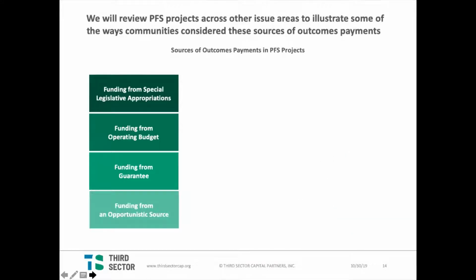Great. So let's get into some examples, because we know that these always come to life much better when you've got some real context behind them. We're going to review four Pay for Success projects across other issue areas as a way to illustrate some of the ways that communities have considered sources of outcomes payments and some of the decisions that helped them use a particular source. So I'm going to pass it off to my colleague, John, to tell us a little more about the Massachusetts Juvenile Justice Initiative, which I know we've used many times throughout the cohort as an example.